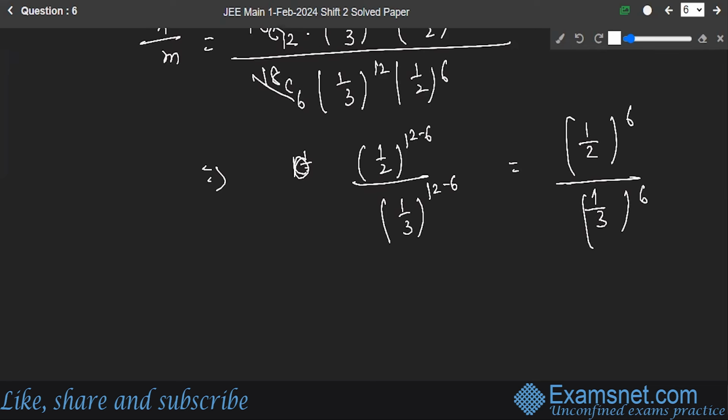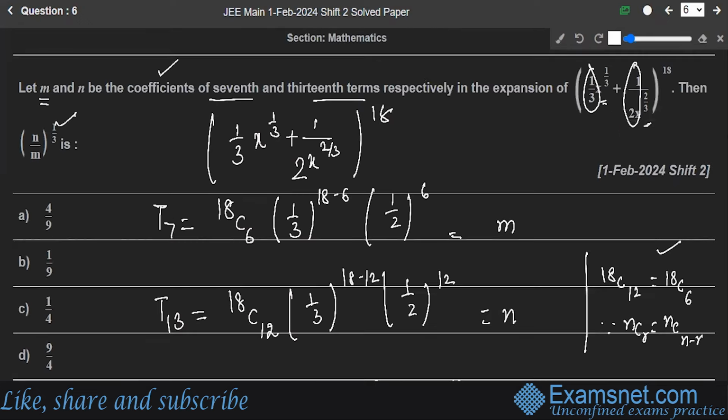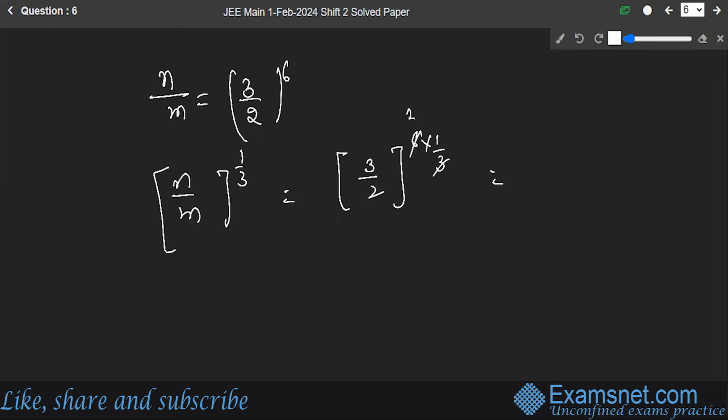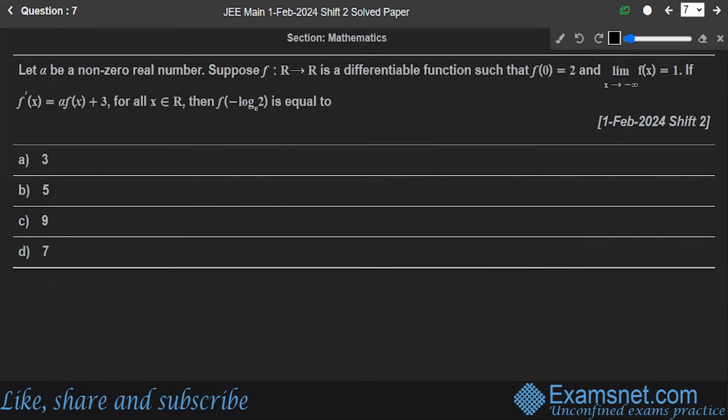Okay, so this makes it n by m. This is equal to (3/2)^6. What do you have to find out? It's the third root. So let's go on for the third root. This will be (3/2)^6 into this, this will cancel. You have 9 by 4 as the right answer. 9 by 4, option D. Hope you are clear with this. Let's move to the next.